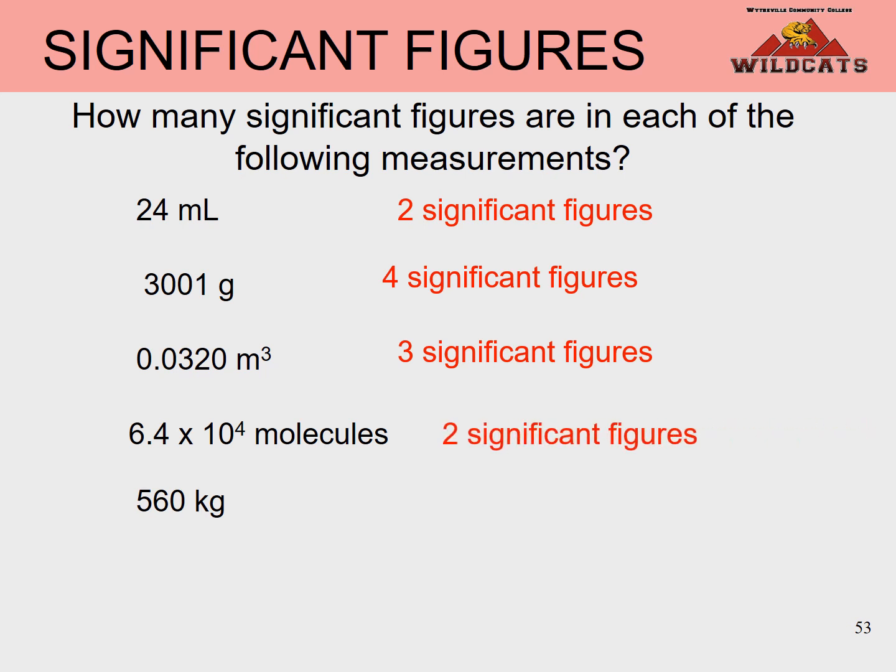And then our last one, 560 kilograms. Someone got lazy in their measurement because they only measured out to 10 kilograms, which would be 10,000 grams. So that's only going to have 2 significant figures, because that 0 doesn't count, because there's no decimal point.